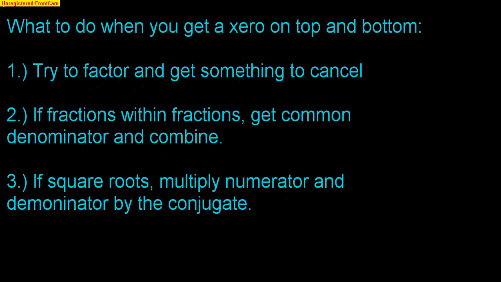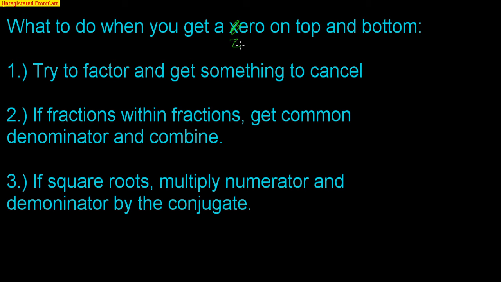Okay, so here's the idea. Sorry for the little typo there. What do you get when you get a 0 on top and bottom? All right, when you get this 0 on top and 0 on the bottom, there are 3 strategies. Try to factor. Factor the top, factor the bottom, get something to cancel. Once you get something to cancel, replug back in for x. If you see the double fractions, fractions within fractions, get a common denominator and combine. Get a common denominator, combine things, and something will cancel, I promise. If you see square roots, and you have this issue, think about multiplying the numerator and the denominator by the conjugate. That will always help get rid of the problem. So these are the three scenarios that occur with the 0 over 0.